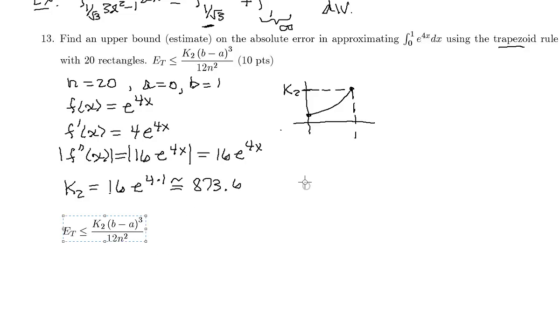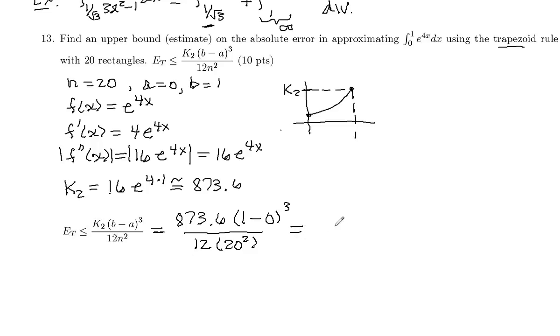Okay, so then to finish up, we're going to go ahead and plug in our values. So our K2 there is 873.6. And then our (b minus a) cubed, b is 1, minus a is 0, that gets cubed. And then we're dividing by 12 times n squared, where n is 20, so 12 times 20 squared. And then if you plug this into the calculator, you'll get approximately 0.182. So if we carry that out to 3 decimal places, that's our maximum error. That's our estimate for the absolute error, that 0.182.